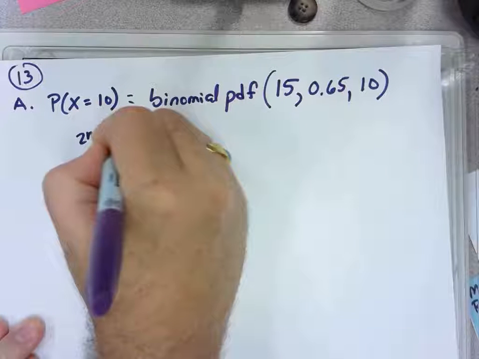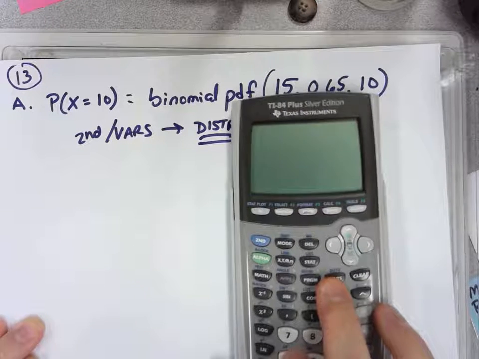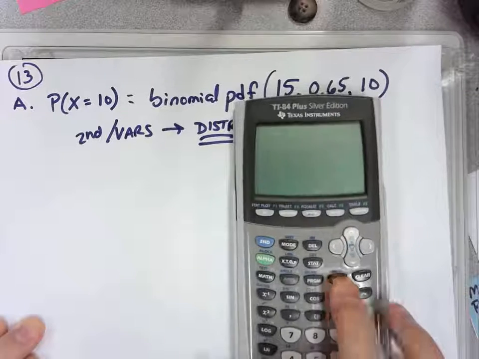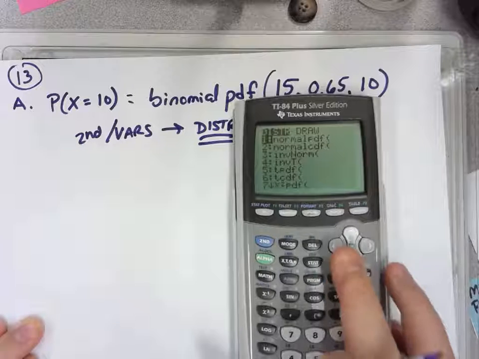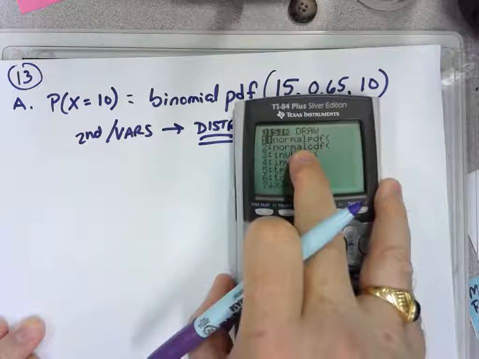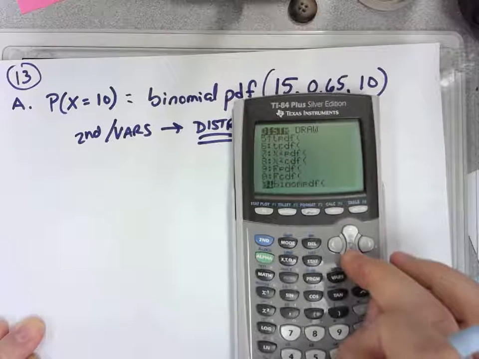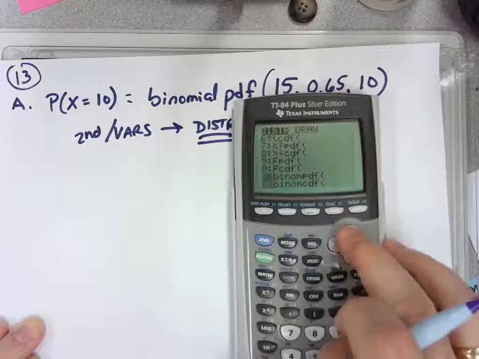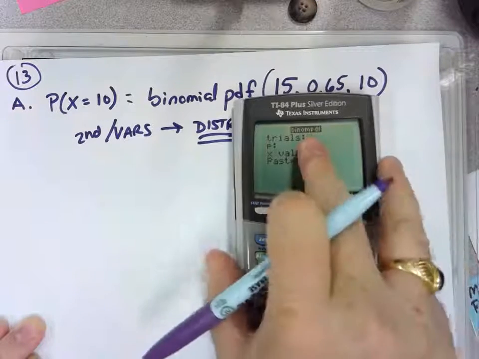So on your calculator, if you look at the button vars, right above that is distribution. On my calculator, if I go to second vars, this is your normal distribution up here, but if you scroll down, you get your binomial PDF and binomial CDF. That's A and B.